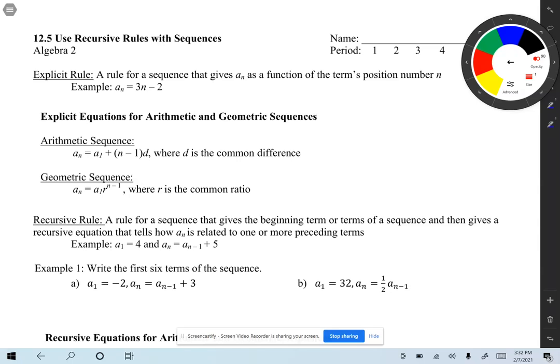Hello, Algebra 2 students. Today we will finish Chapter 12 by doing 12.5 notes, use recursive rules with sequences.